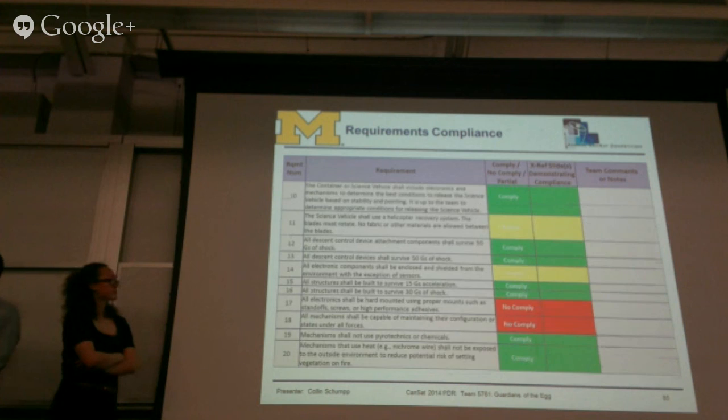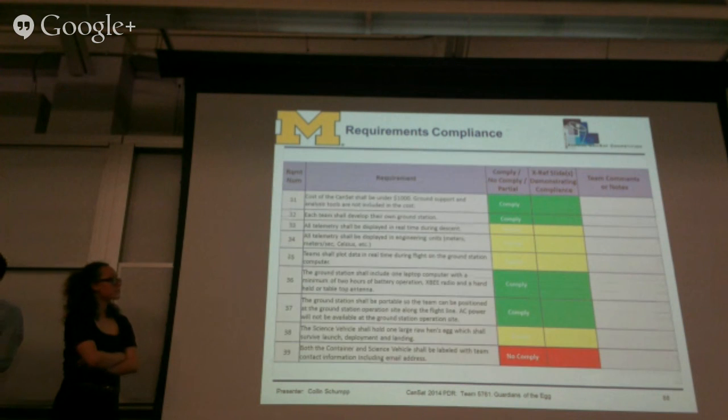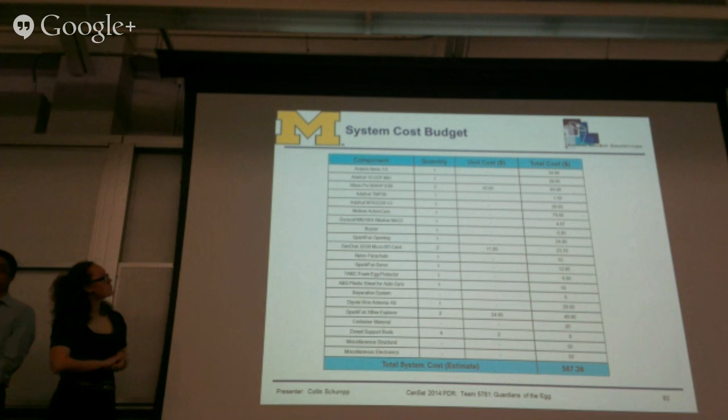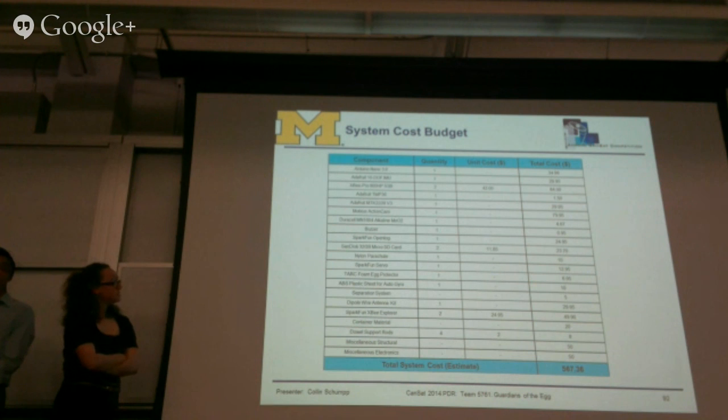Here's just an overview of them. I'm not going to go through all these. And then finally, we have just our system cost budget. Most of this stuff is a pretty accurate cost. Pretty much anything with a decimal is the actual cost. The only estimated ones have to do with the parachute material and structural material, and that's just going to come down to how much we end up using for our final system. But as you'll see, we're well under the total budget of $1,000. We don't anticipate that being a problem whatsoever. But if we do start getting closer, we'll check at checkpoints.